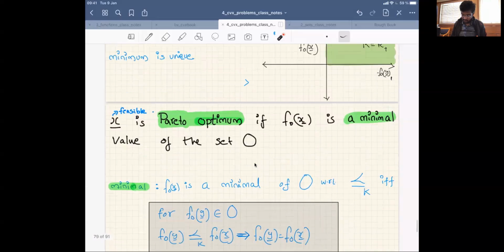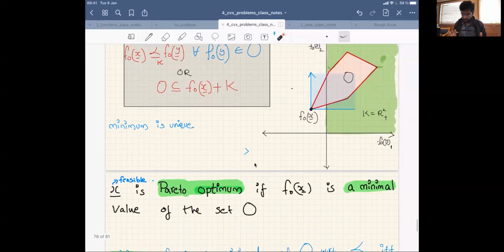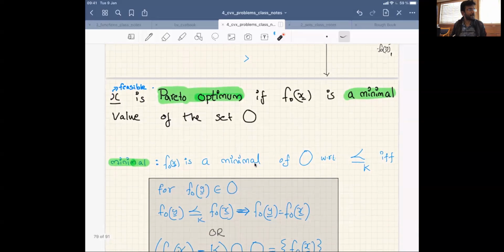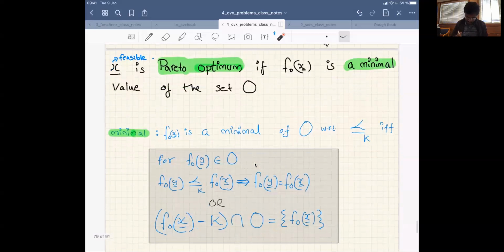Now, if we don't have a minimum, then we have to move to a minimal point. Then we have this concept of Pareto optimum. Roughly speaking, it is almost optimal, roughly optimal. It is defined using the concept of minimal. So what is a minimal? Again, we will revise this.